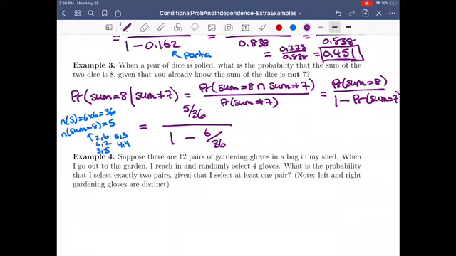So if you compute this, your calculator can do this for you even with the fractions. You should get 1 over 6, which is approximately 0.1667.